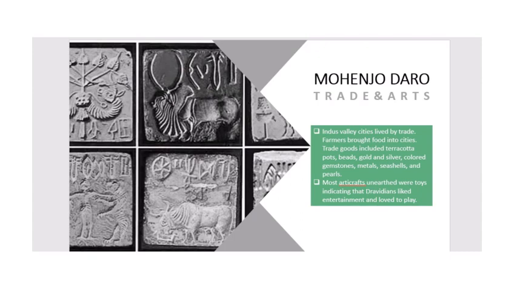Mohenjo-daro trades and arts. Indus Valley cities lived by trade. Farmers brought food into the cities, and trade goods included terracotta, pots, beads, gold and silver, colored gemstones, metal, seashells, and pearl, etc. Most artifacts unearthed were toys, indicating that Dravidians liked entertainment and loved to play.